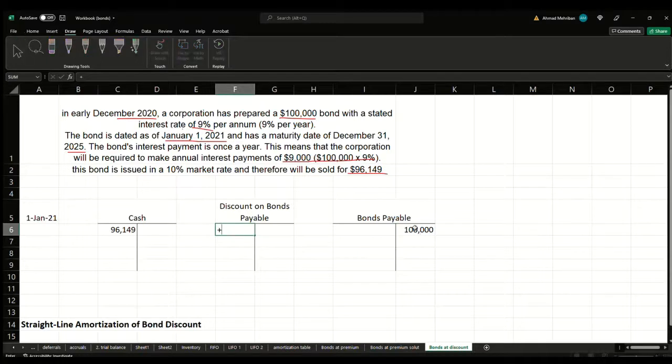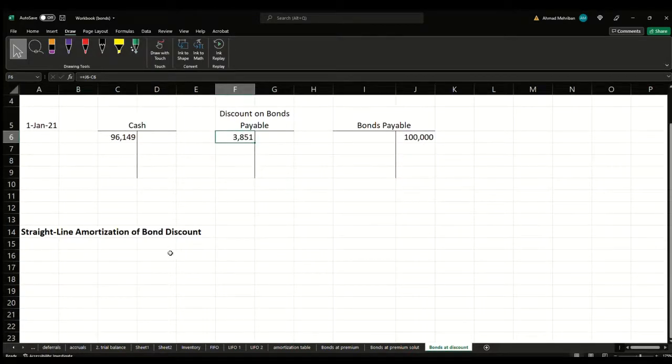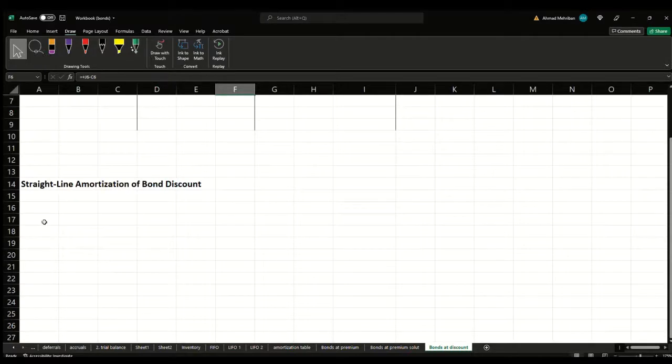So let me just show you how it's calculated. 100,000 minus 96,149. We will record discount on bonds payable on a debit side, 3,851. So discount on bonds payable is actually a contra liability account, and that's why it's recorded on a debit side. This part I think is quite straightforward, but let's assume now that on December 31, 2021, we're supposed to record our first interest payment, and this is how it's going to go down.